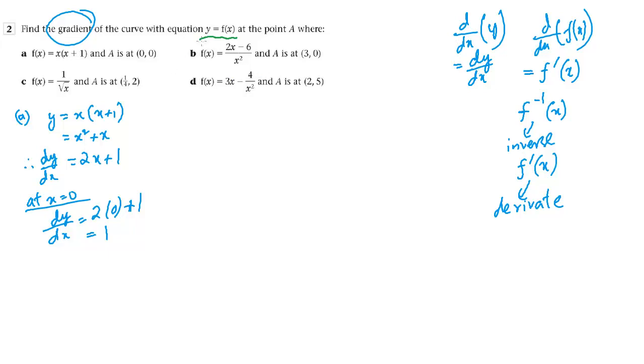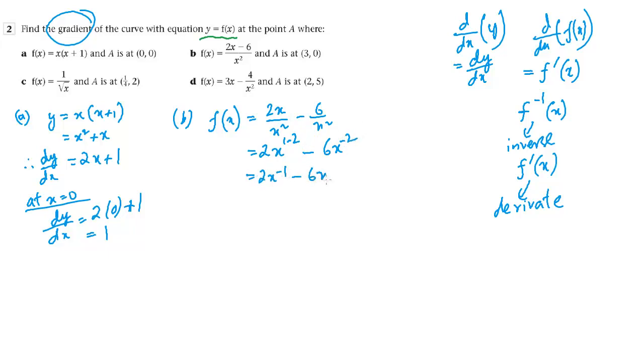They are the same. So if we do another example, let me do number B over here. This time, instead of writing dy by dx, let me simplify f(x). It's the same thing, makes no difference. So we can write 2x divided by x squared to simplify the expression. We can write 2 x to the power 1 minus 2. This is the indices rule. You subtract the powers and we bring the x squared upstairs. So we write 2 x to the power minus 1 minus 6x to the power minus 2.